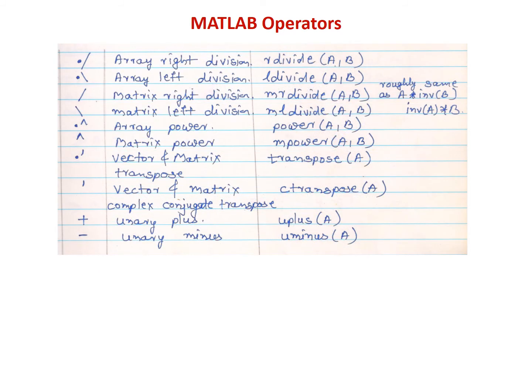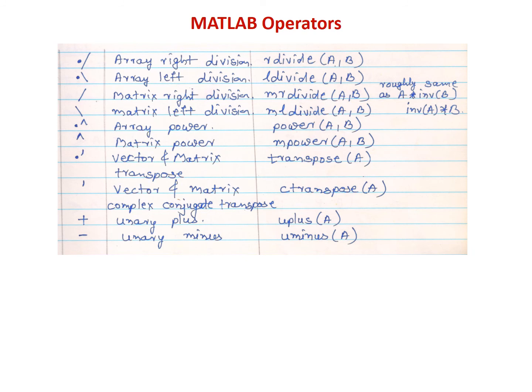Next operator is dot forward slash. It is array right division, and for this the MATLAB function is rdivide(a, b). Then dot backslash, here array left division, that is ldivide(a, b). Then only forward slash, that is matrix right division, mrdivide(a, b). Backslash, matrix left division, that is mldivide(a, b).